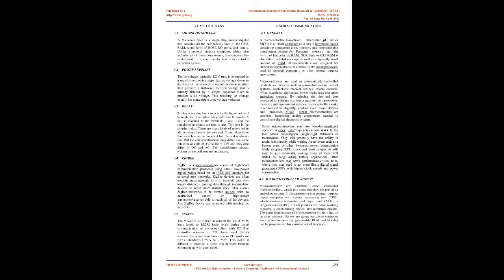4.2 Microcontroller 89S59. Microcontrollers are sometimes called embedded microcontrollers, which just means that they are part of an embedded system. A microprocessor is a general-purpose digital computer with central processing unit, CPU, which contains arithmetic and logic unit, ALU, a program counter, PC, a stack pointer, SP, some working registers, a clock timing circuit, and interrupt circuits. The main disadvantage of microprocessor is that it has no on-chip memory. So we are going for microcontroller since it has onboard programmable ROM and I/O that can be programmed for various control functions.